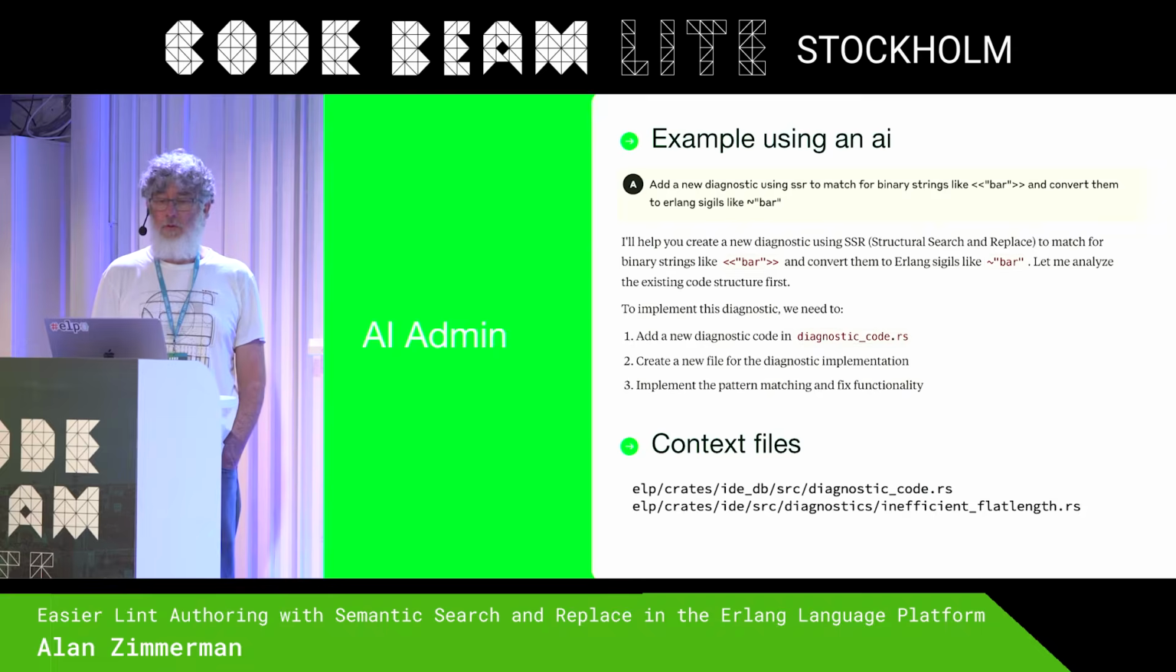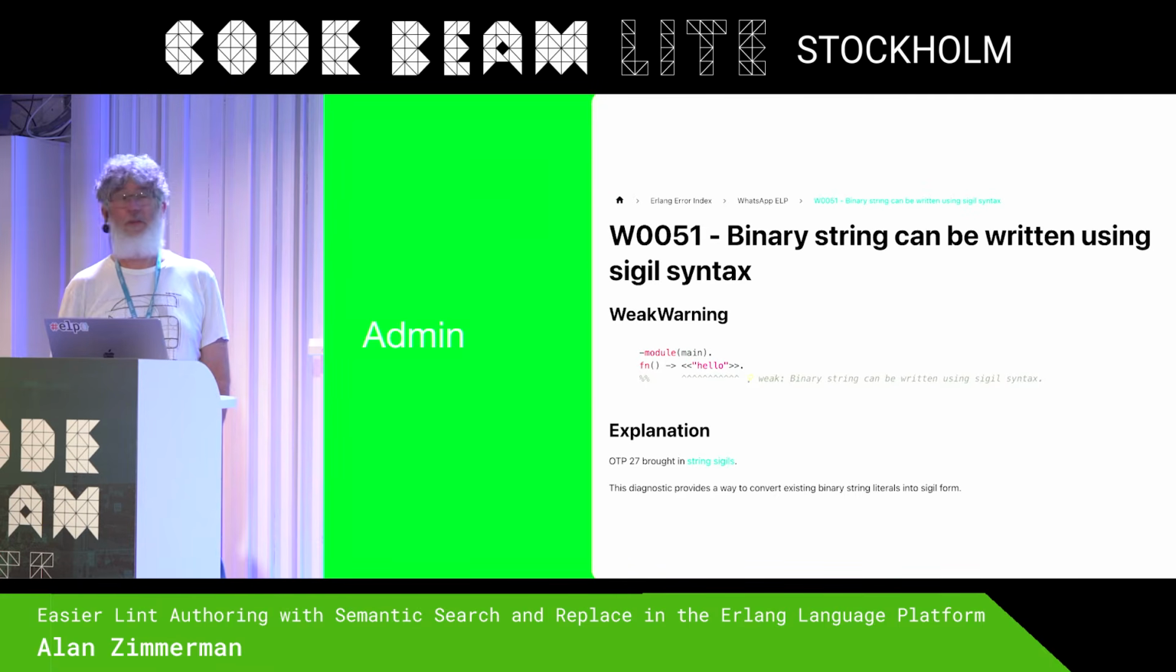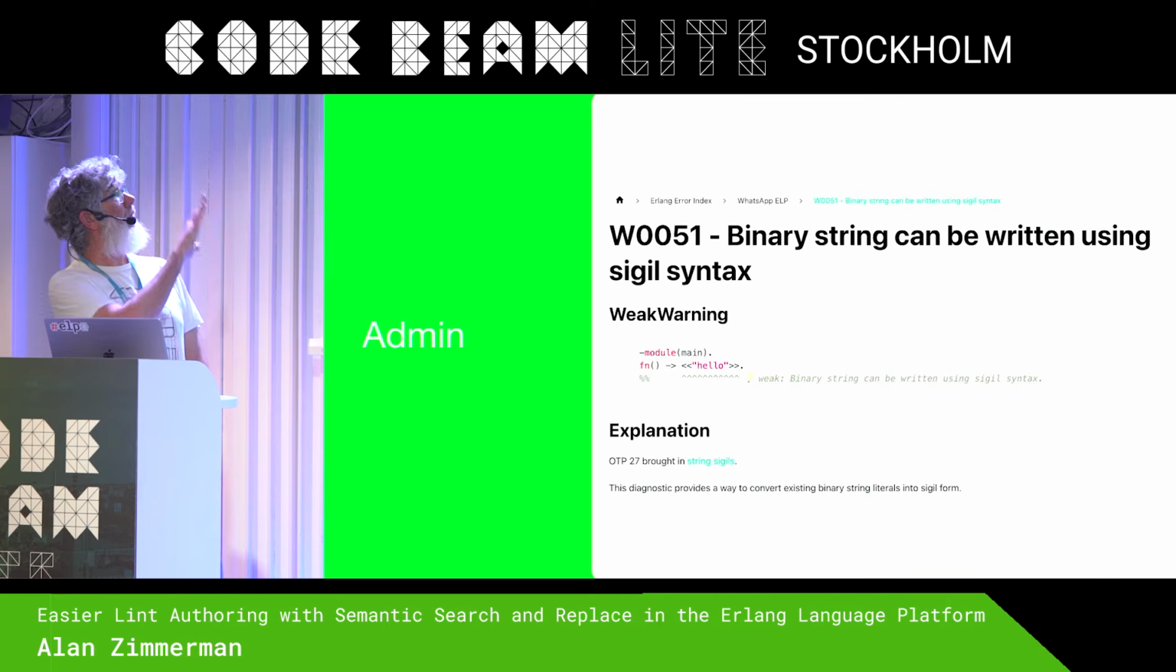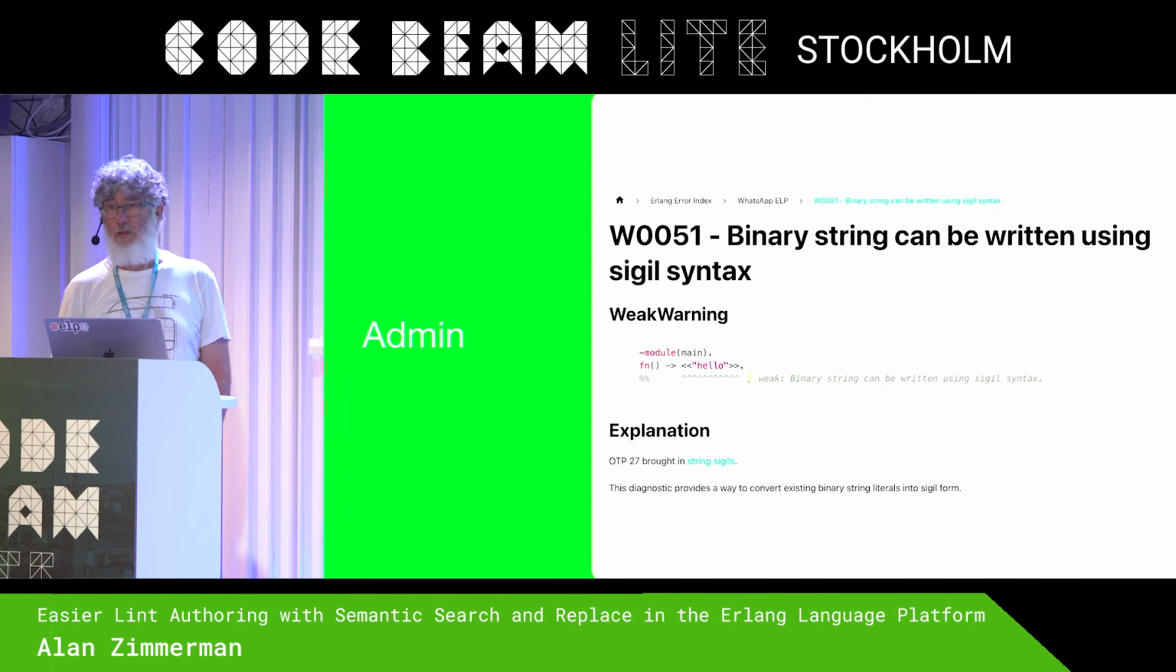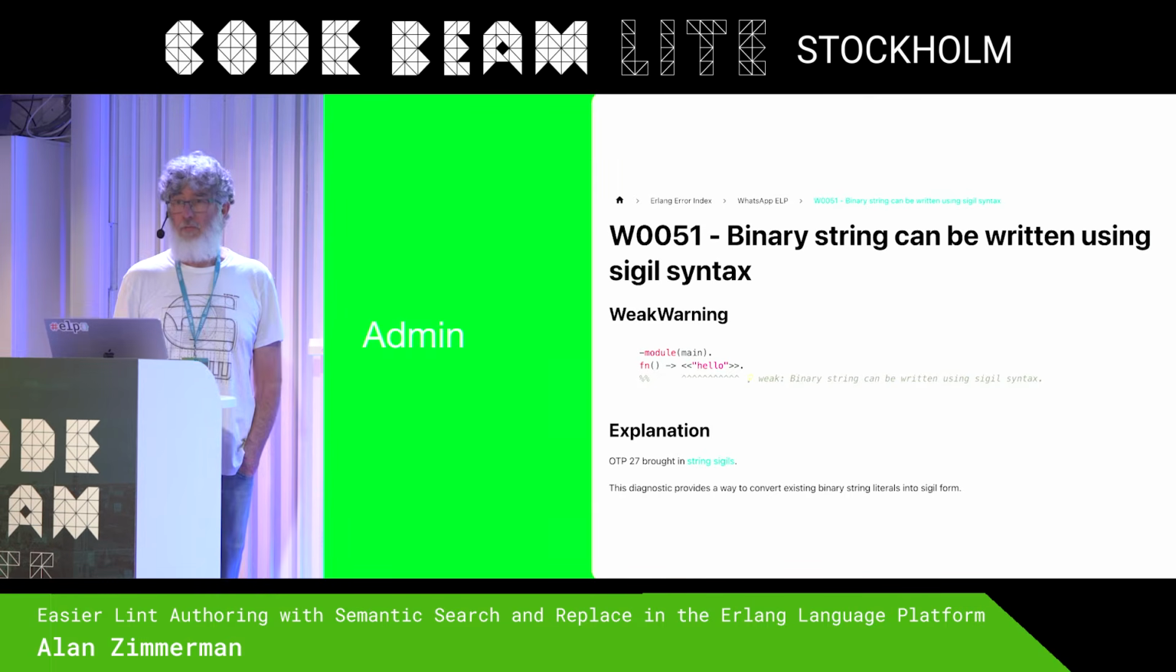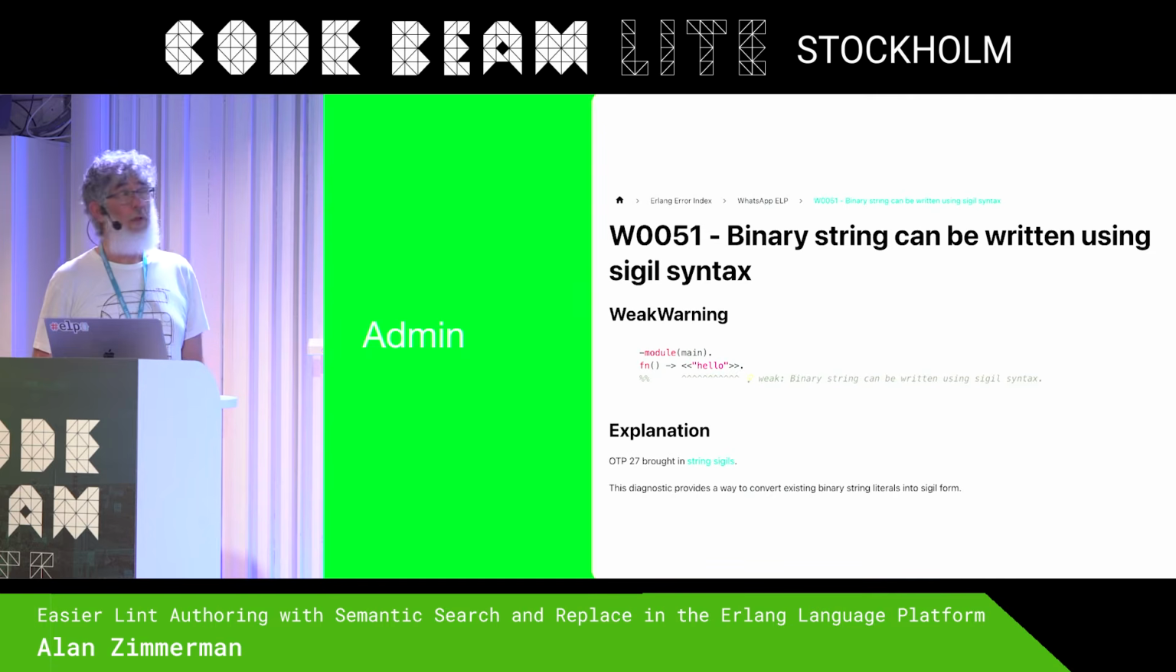Okay, first of all, sorry, rewind. This diagnostic actually exists. It's in the latest version, which you can download and install from the App Store, VS Code. You'll notice it's number W0051. It means we already have 51 of these in ELP, and they're quite easy to add.